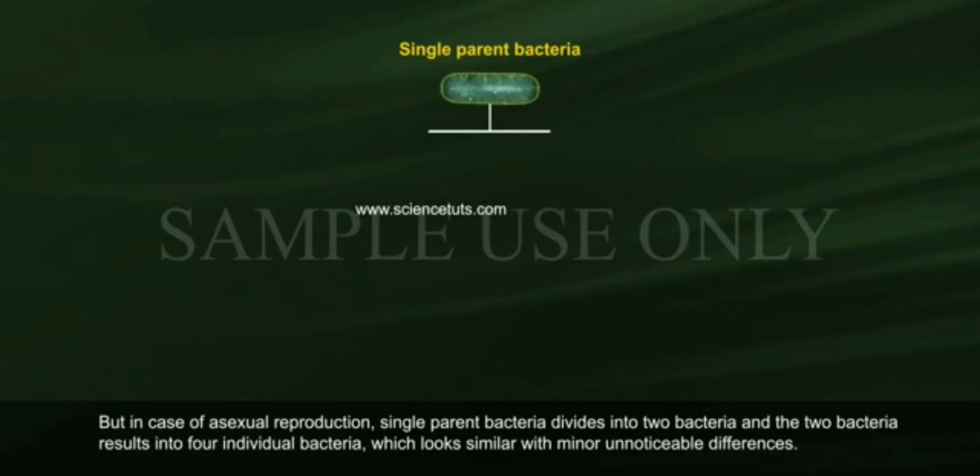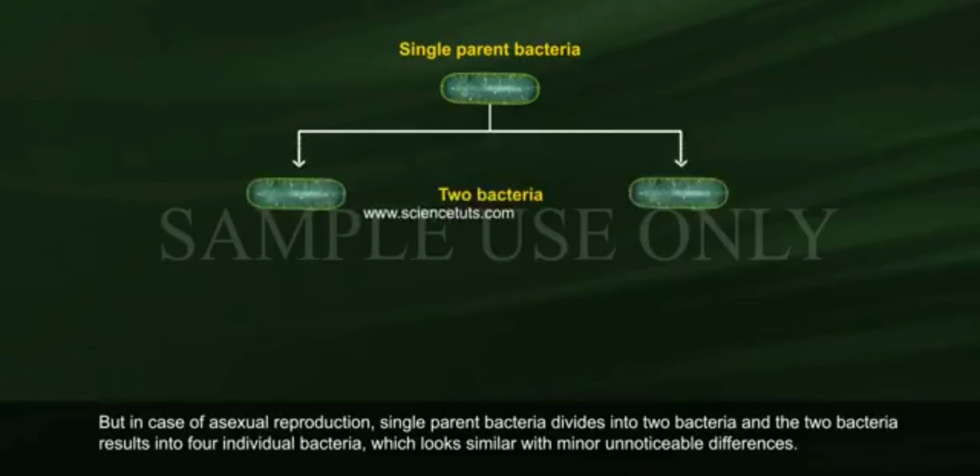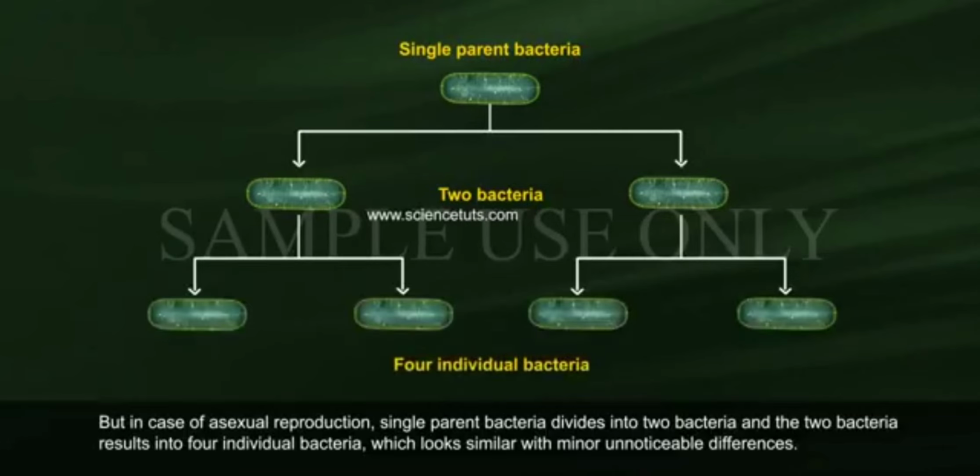But in case of asexual reproduction, a single parent bacterium divides into two bacteria and the two bacteria result in four individual bacteria which look similar with minor unnoticeable differences.